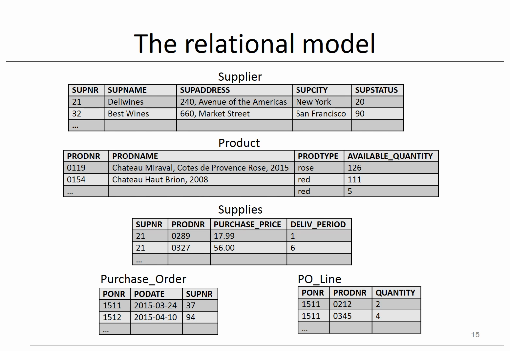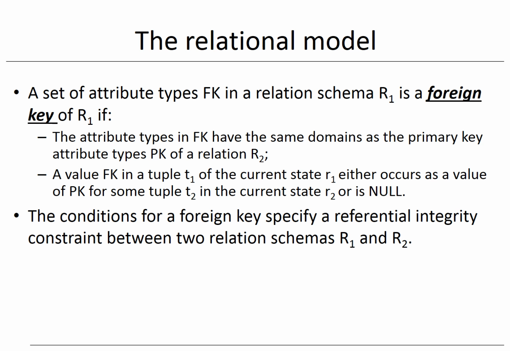Similar to relationship types in the EER model, also relations in the relational model can be connected. These connections are established through the concept of a foreign key. A set of attribute types Fk in a relation scheme R1 is a foreign key of R1 if two conditions are satisfied.